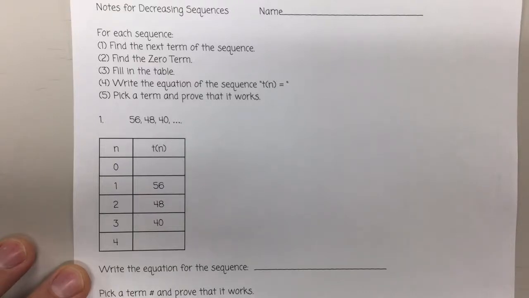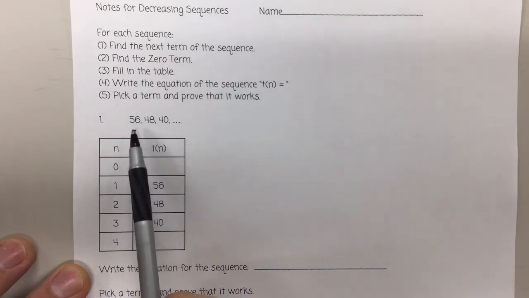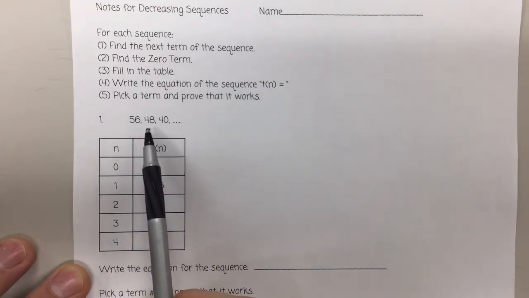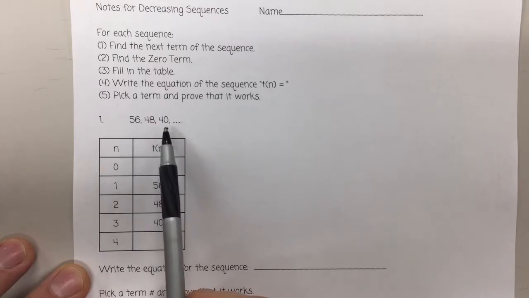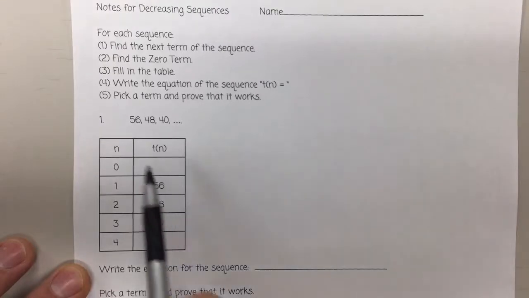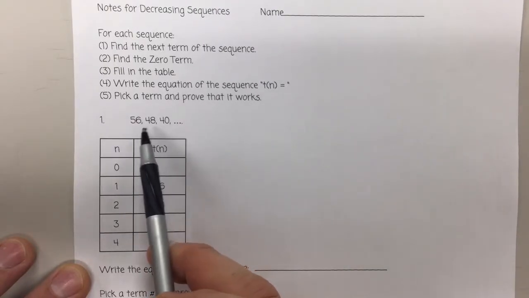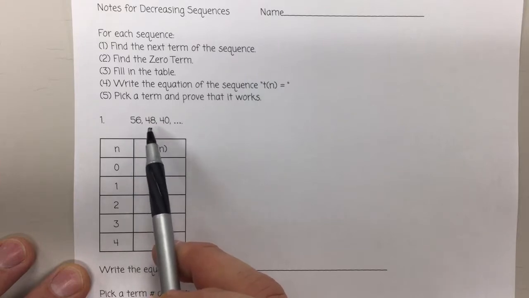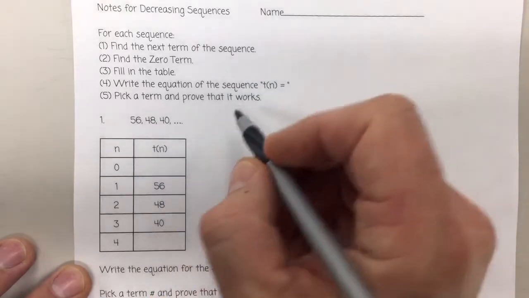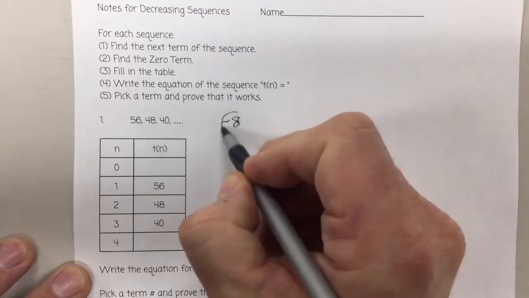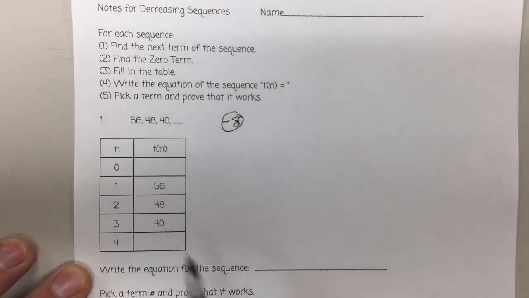Notes for decreasing sequences. Notice the sequence above starts at 56, moves to 48, and then moves to 40. This sequence is getting lower as we go. The change between 48 and 40 is 8. The change between 56 and 48 is 8. So our sequence is losing 8 every term.